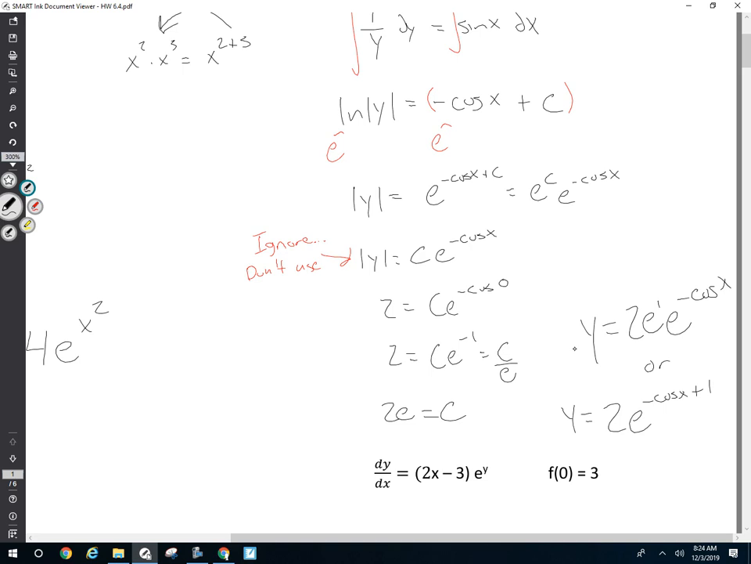This is something that you may have to be able to do for a multiple choice problem. Understand that if you have an e to a power times e to another power, you could add the powers together. Again, that's just my exponent rules.